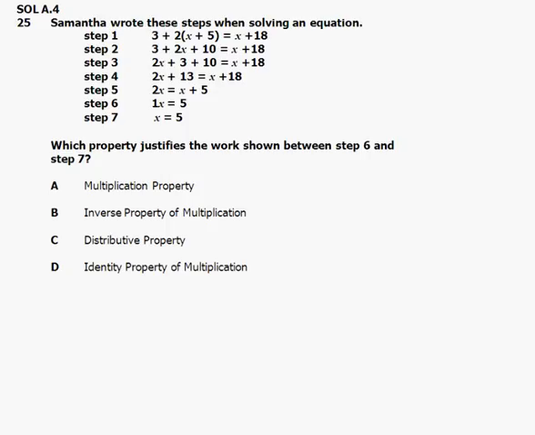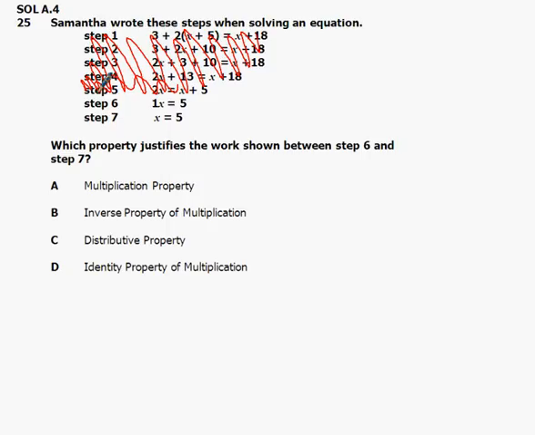So we can just go ahead and ignore the other steps. I'm going to cross out all of the steps that don't have anything to do with step 6 and step 7, because I don't even want to look at those. I don't want to be confused by them. I just want to look at the two steps, step 6 and step 7. And now we have some properties from algebra that we have to recall.